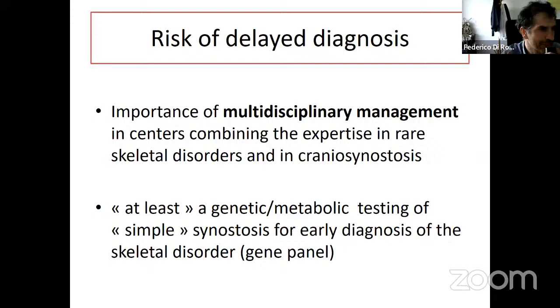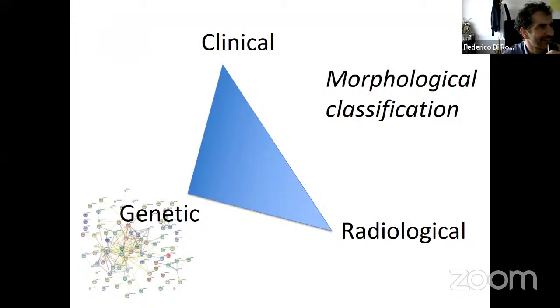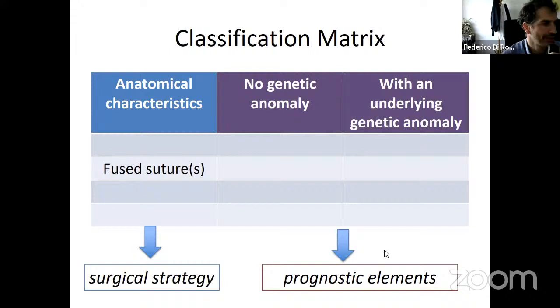So this is a pathology in which you need the surgeon, but you need also genetics, you need also metabolic analysis, you need a proper understanding of the problem in order to classify correctly these children based on the clinics, on the genetics, and on the radiology, because it will change your strategy.